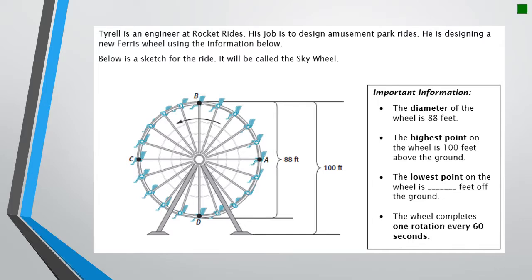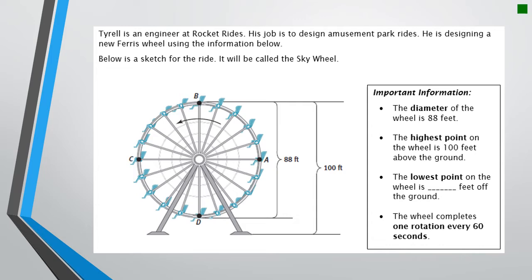In this lesson, we're going to be talking all about Ferris wheels. So you see a Ferris wheel below. It's called the Sky Wheel. And there is some important information here on the right side that I want to go over. The first thing is that it tells you the diameter of the wheel is 88 feet.